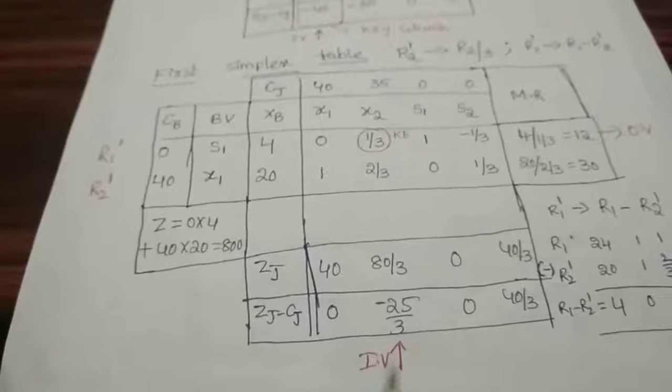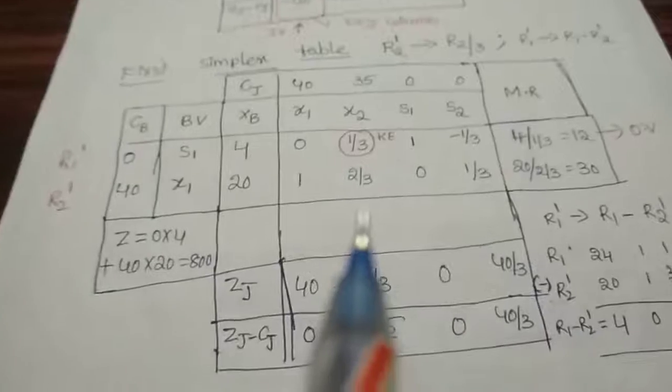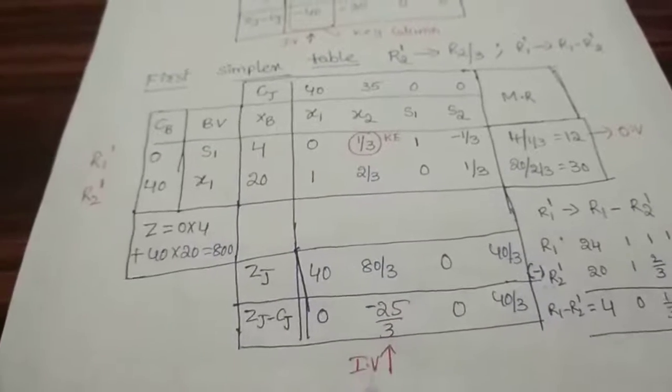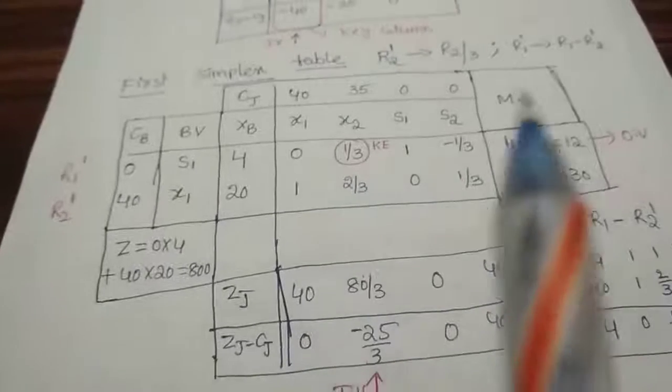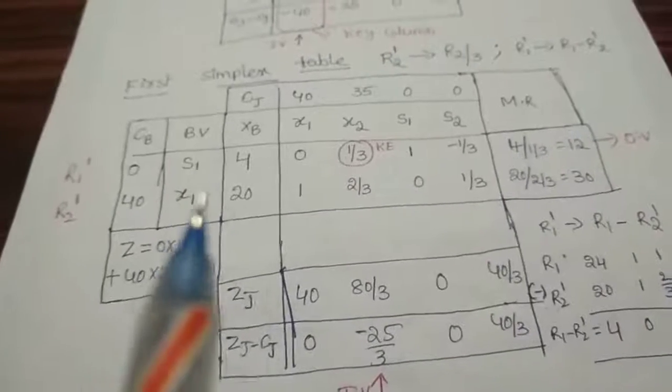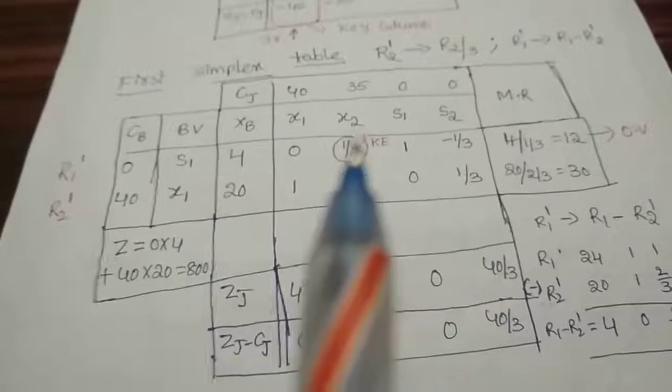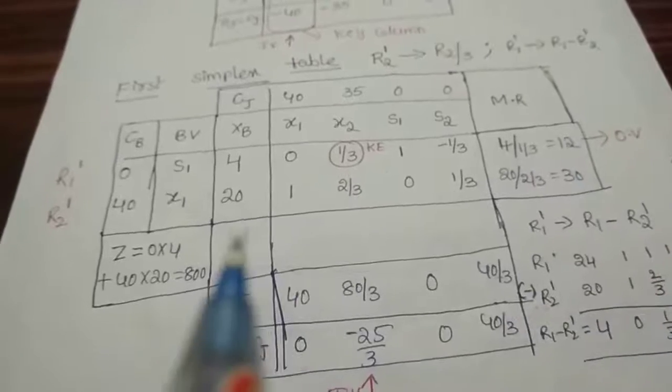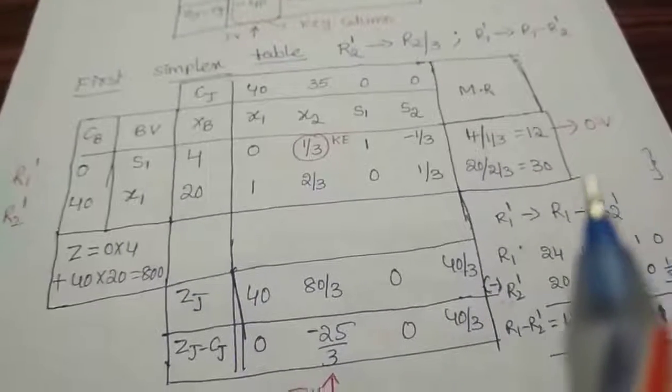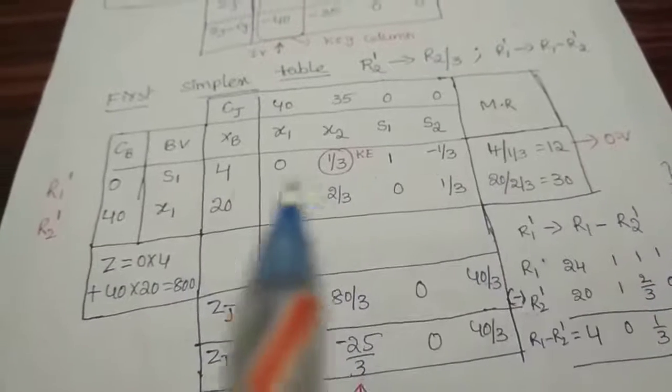Here we are having only one negative value, therefore we are giving this as the incoming variable, that is minus 25 by 3. By using this, we are giving this as the key column. By using the key column we will calculate the minimum ratio value, that is minimum ratio value equal to xb divided by x2, because x2 is the key column here. That is 4 divided by 1 by 3, that equals 12. 20 divided by 2 by 3, that equals 30. So here the minimum positive value is 12, therefore we are giving this as the key row.